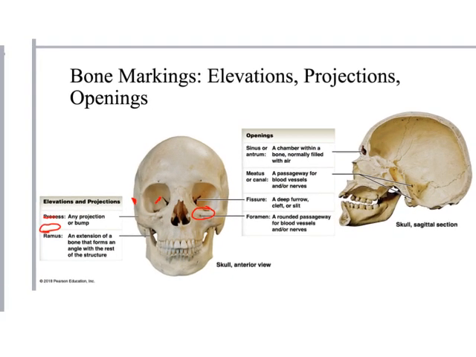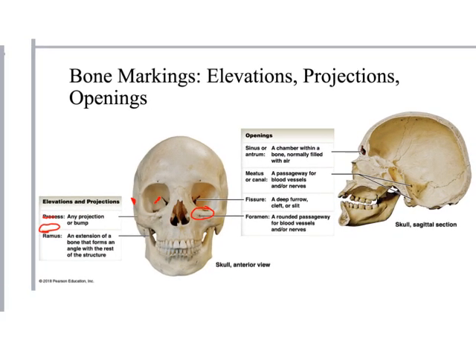If we look over here, we can see that a process is kind of any projection or bump. So we're going to look at something, for example, called the zygomatic process. It just means it's a projection. It's something that kind of comes out of the bone, comes out of the main bone. A ramus is similar. It's an extension of the bone that forms an angle. So that's kind of the difference there between the process and the ramus, is this formation of an angle.